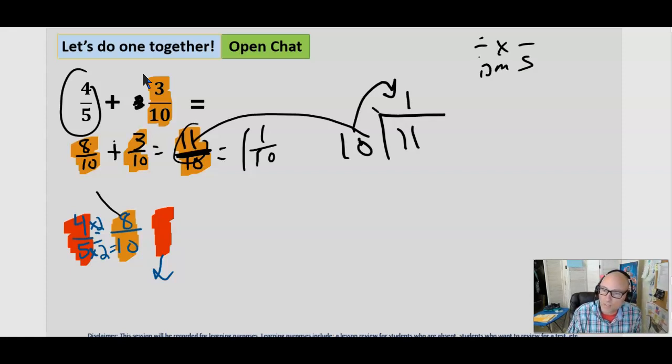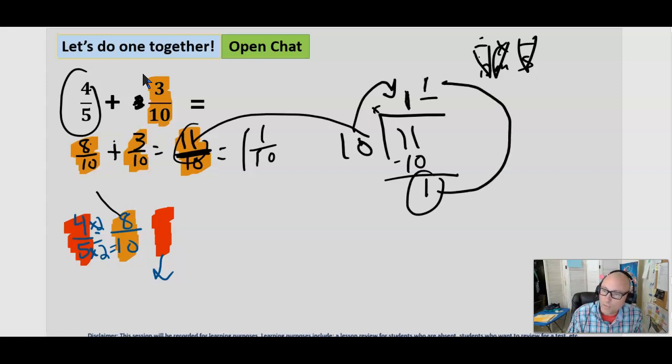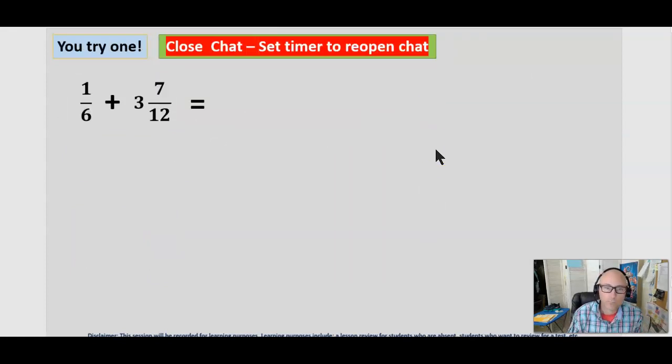Now we multiply. 10 times 1 is 10. Products go below. Factors are on top of the house. Products are in the basement, right? Or a shelter or whatever. Now let's subtract. So we divided, we multiplied, now we subtract, and we get 1. And whenever you put the remainder into a fraction, the remainder goes on top and the divisor goes on the bottom, 1/10. You try this one.